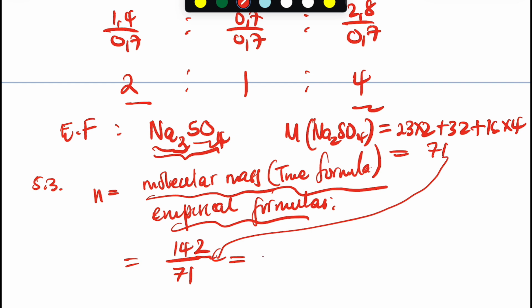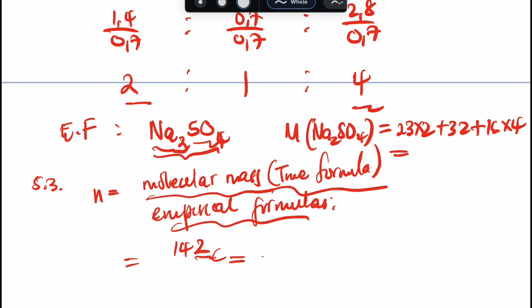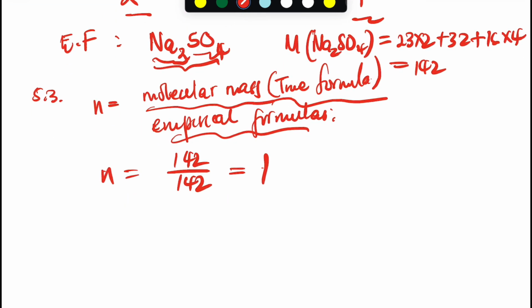142 divided by 71 is going to be, no, it can't be 71. So this is going to be 23 times 2 plus 32 plus 16 times 4. It's 142. So the answer here is 142. Guys, don't assume this is going to be 2. This n is going to be 142 divided by 142, so it's going to be 1. So this n is going to be 1.